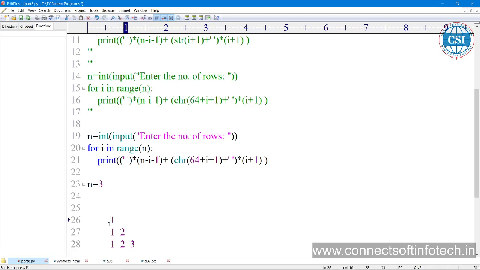But our aim is to get the output this way. Our aim is to get the output like this. So now we require two for loops.